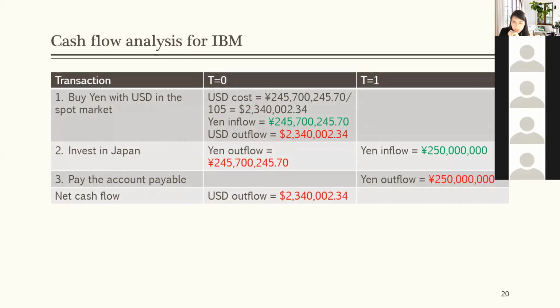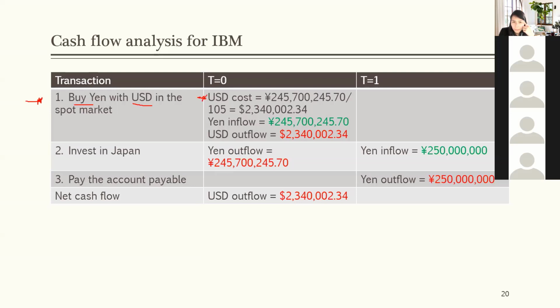So to show the cash flow analysis in this case, this is how it looks, okay? Here I just rearranged the equation a little bit in terms of the time. So the first step, according to the previous analysis, is you want to convert the dollar into the yen for your lending.